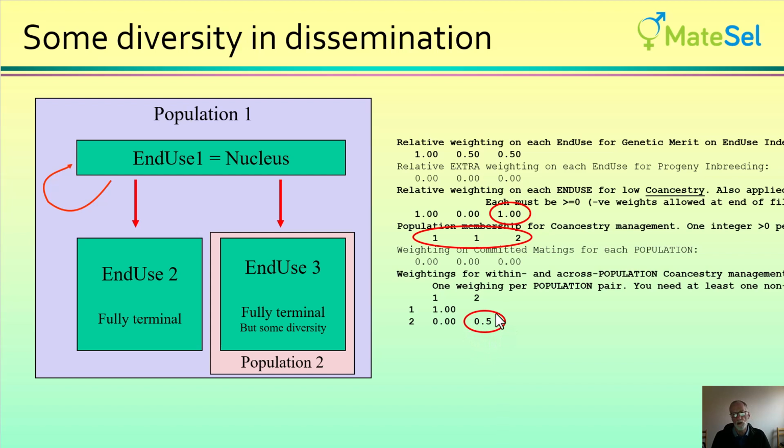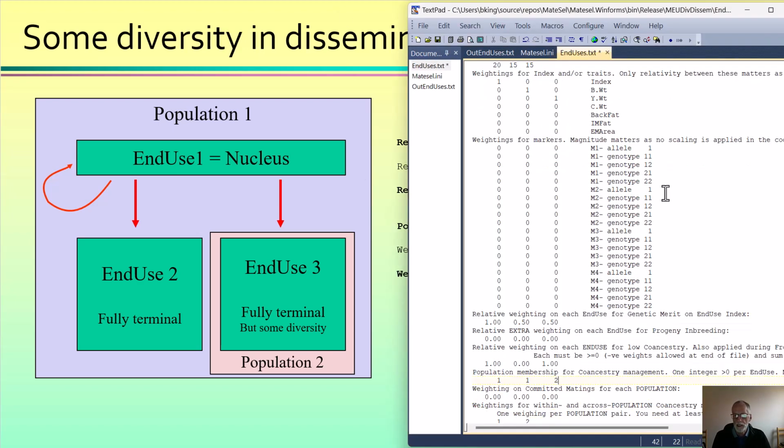So now we've got 3 end uses but only 2 populations, and this is where we're declaring the management of coancestry at the population level, both within populations and coancestry between the populations. So here is the enduses.txt that reflects that. I've already made those changes.